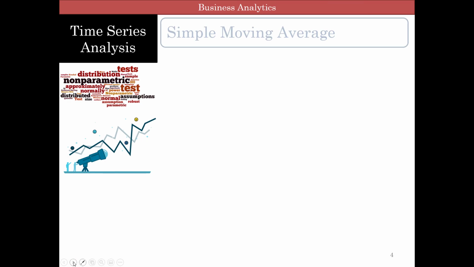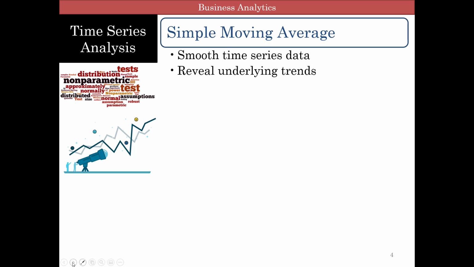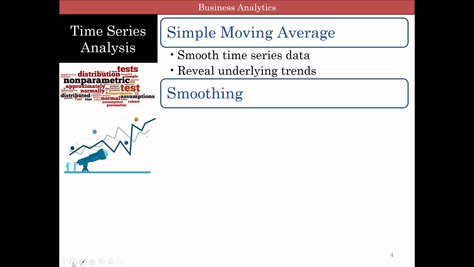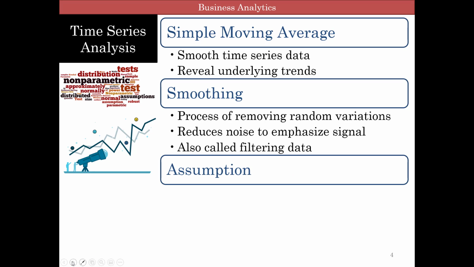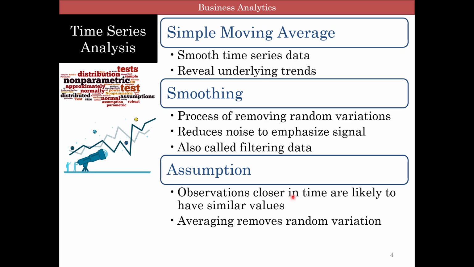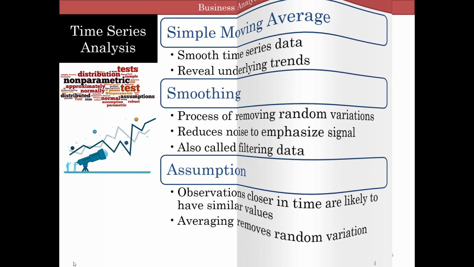So let's talk about simple moving average. This basically allows you to smooth time series data and reveal underlying trends. The smoothing aspect is the process of removing random variations. It reduces noise and emphasizes the signal. We can also call it filtering data. The basic assumption here is that observations closer in time are likely to have similar values, and averaging removes random variation.